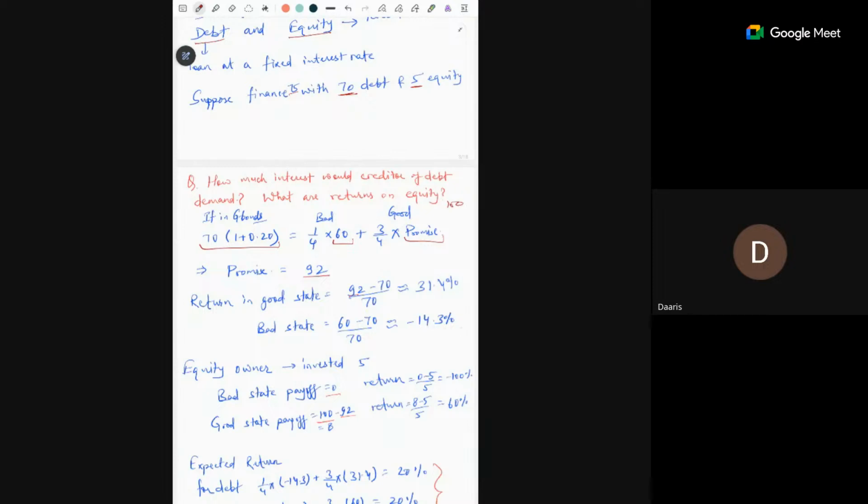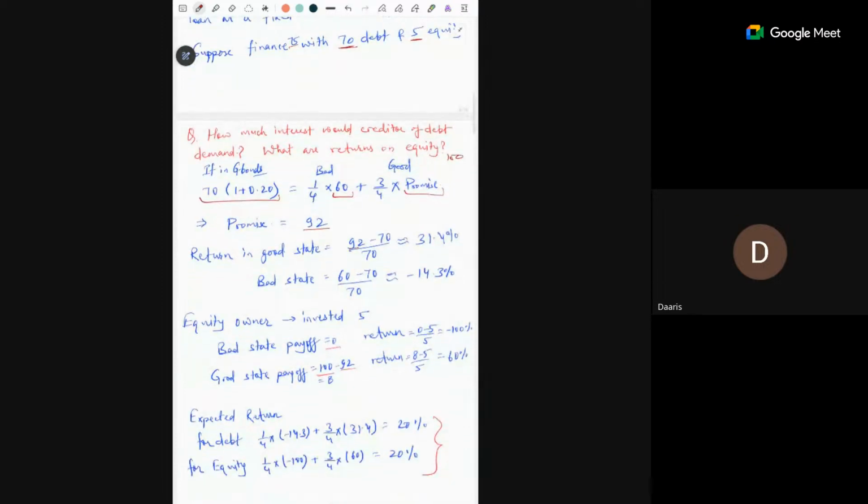Similarly, in the case of the equity owner who has invested 5 units, in the bad state, the total payoff is given to the debt creditor, so he is getting 0. In the good state, he gets the remaining amount, that is 100 minus 92, that is 8 units. So in both cases, we can calculate the return also. In the bad state, the return is negative 100%, and in the good state, the return is 60%. That is 8 minus 5 by 5. You can calculate the return, and that is 60%.